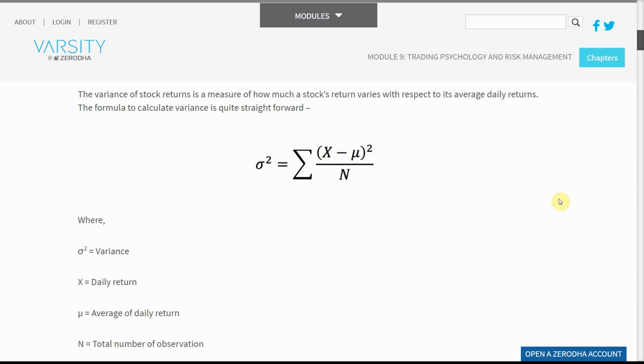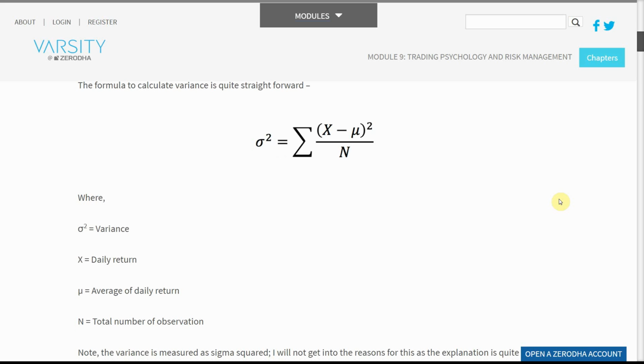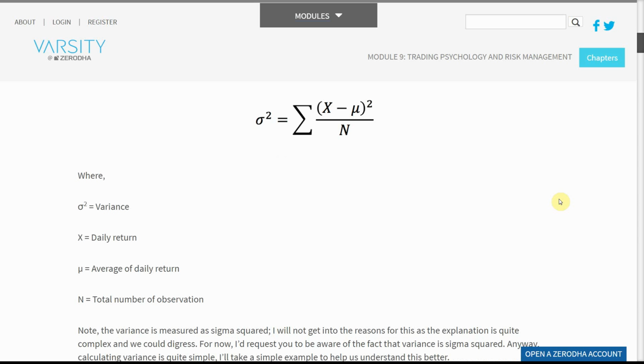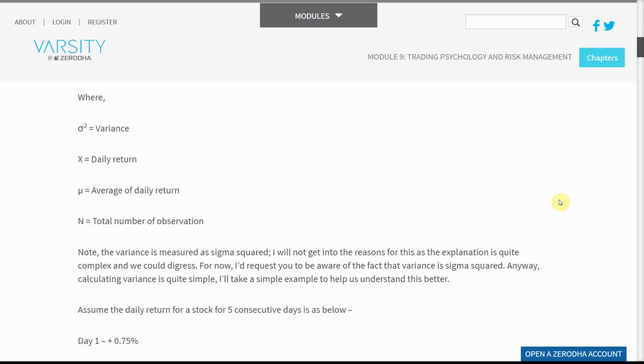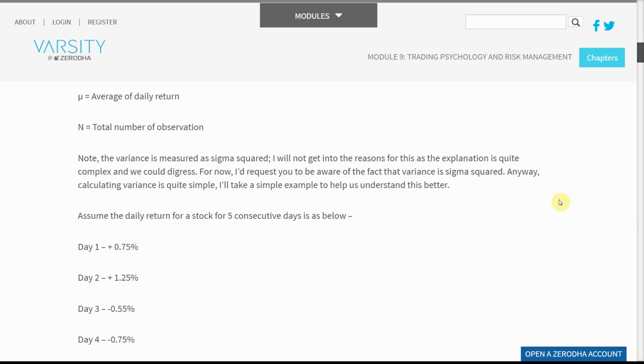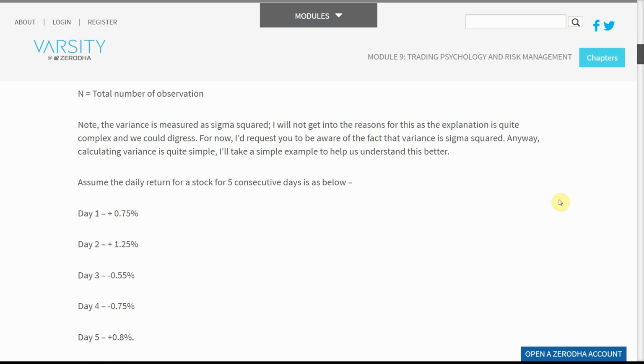Sigma squared equals variance. X equals daily return. Mu equals average of daily return. N equals total number of observations. Note: the variance is measured as sigma squared. I will not get into the reasons for this as the explanation is quite complex and we could digress. For now, I'd request you to be aware of the fact that variance is sigma squared.